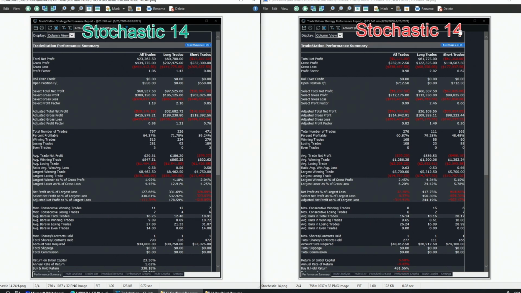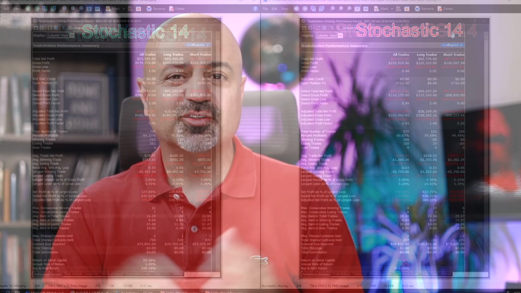RSI and stochastic at default, they're both very bad. So actually this brings up a really good point, which is never to use the default parameters for any indicator, because you see millions of people using those defaults, and that's why it never works. I mean, even if it had an edge, like, I don't know, 10, 20 years ago, definitely now they've lost that edge because everybody installing the indicator is using that default.